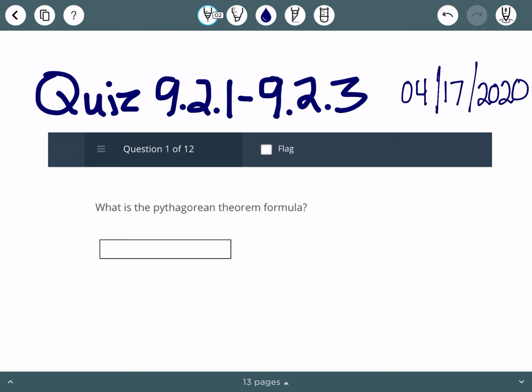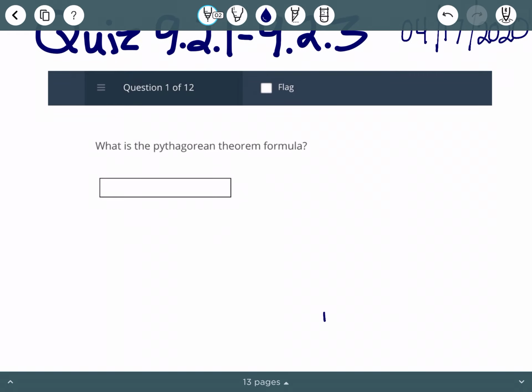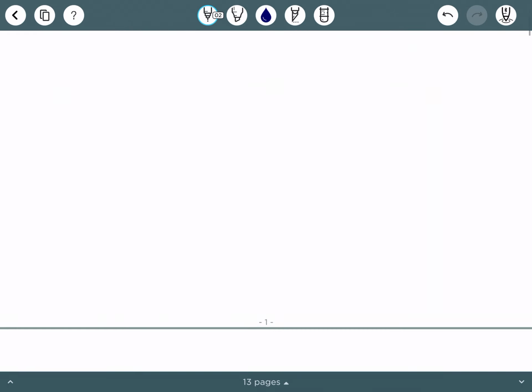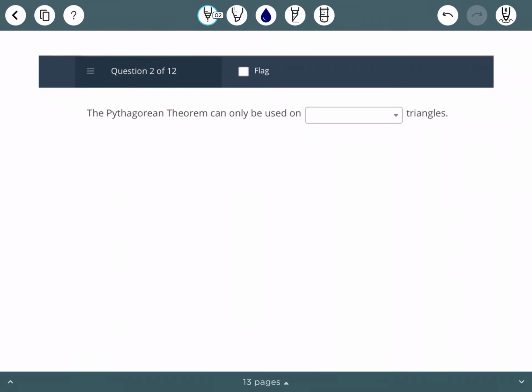Let's go ahead and start with question 1 of 12. What is the Pythagorean theorem formula? So that one is pretty straightforward, so we can move on to 2. And if I'm going too fast, remember you can always pause the video in between questions.